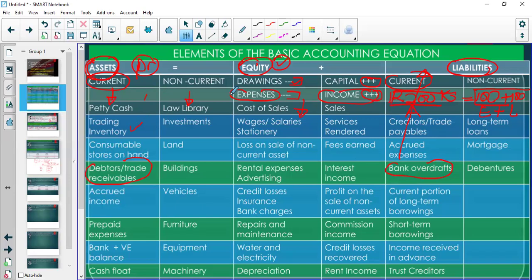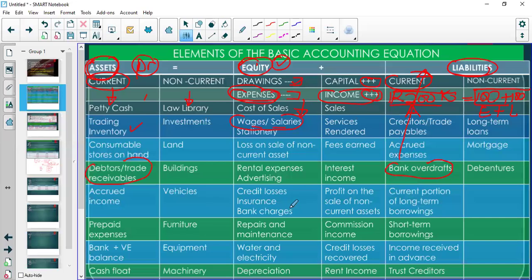If it is an expense and it's increasing, each time you pay more wages or salaries, you're going to go on the salaries and wages account. Then on the debit side, you're going to record each time you pay salaries, so that at the end you want to know how much wages and salaries we paid.